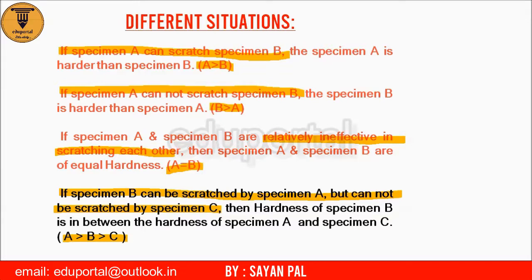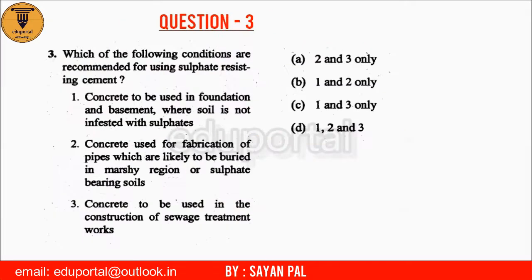So our answer is that the Mohs scale of hardness is used for determination of hardness of any mineral. Okay, so now we will move on to question number 3. Which of the following conditions are recommended for sulfate resisting cement? We have three options, option 1, 2 and 3. Here the answer is 2 and 3 only. Okay, so we will see how it comes.